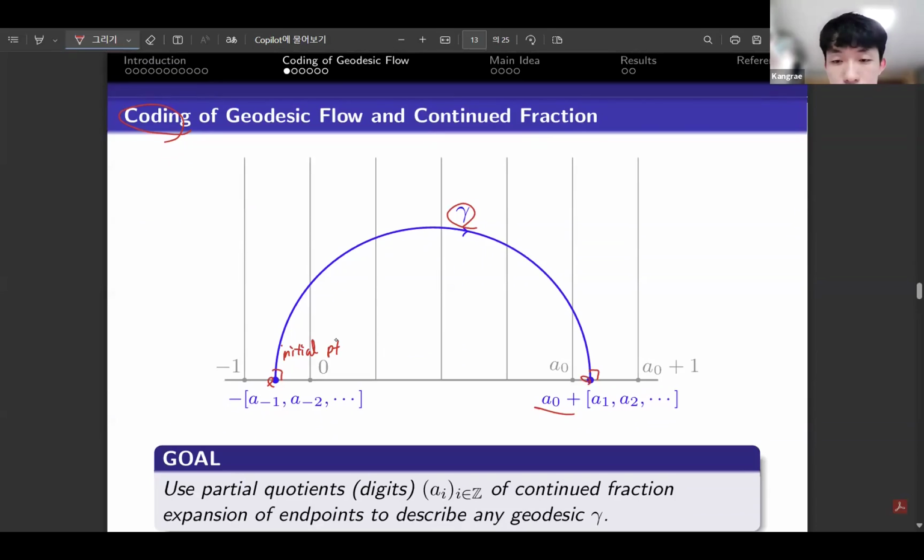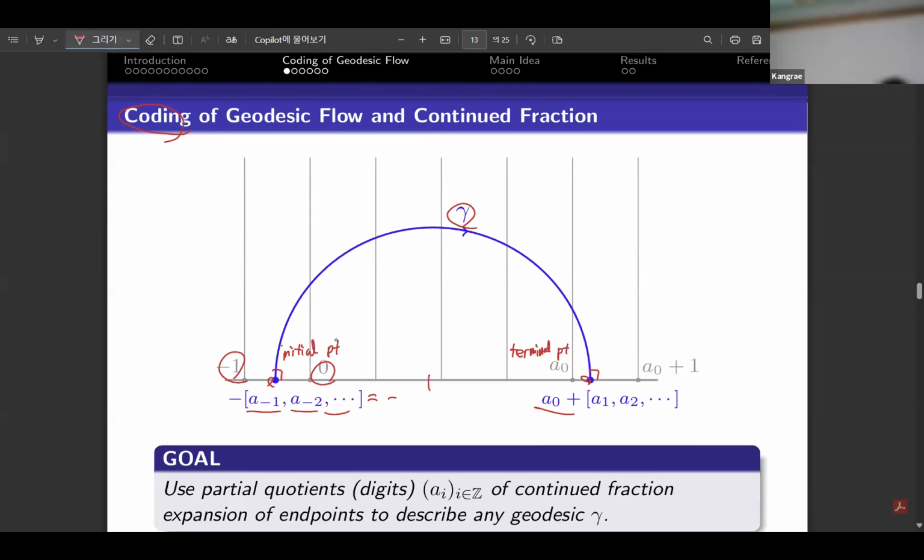And the right point is called the terminal point. Without loss of generality, the x-coordinate of the initial point is between -1 and 0. We can express this coordinate of the initial point by using continued fractions, a_{-1}, a_{-2}, a_{-3}, and so on.